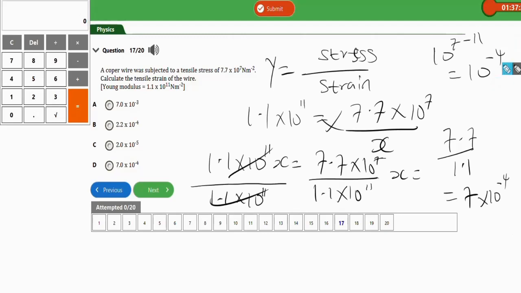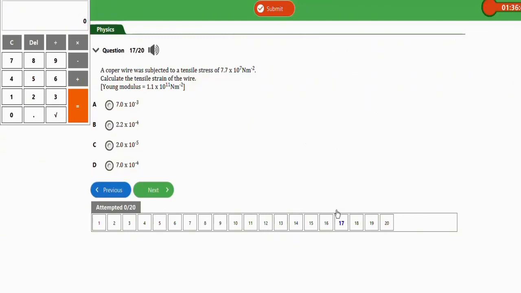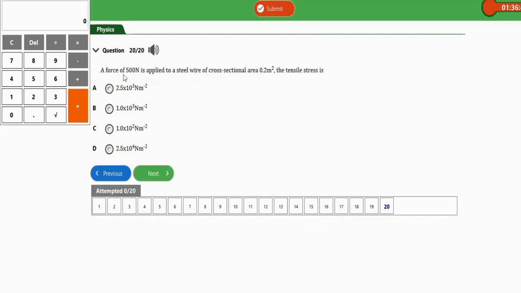Let's wipe this and look at the last repeated question. Alright, so the last question I have here is this question. It says a force of 500 newtons is applied to a steel wire of cross-sectional area. The tensile stress here, I think we have solved this question before. We got the answer to be option A, 2.5 times 10 to the power 3 Newton per meter square. Alright, so that's the correct option. It's as simple as this.